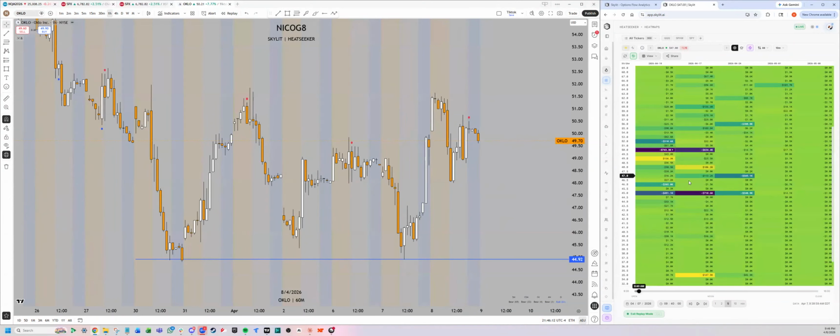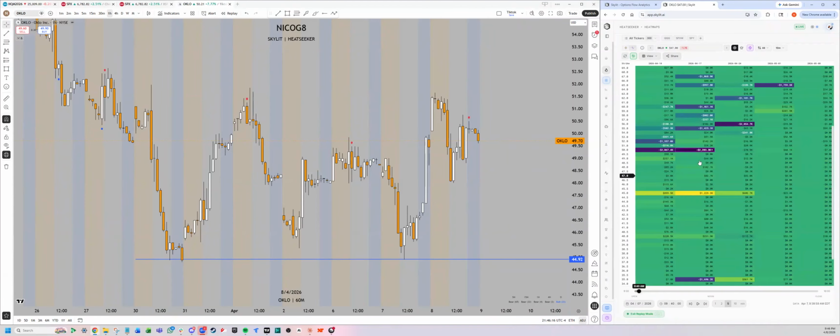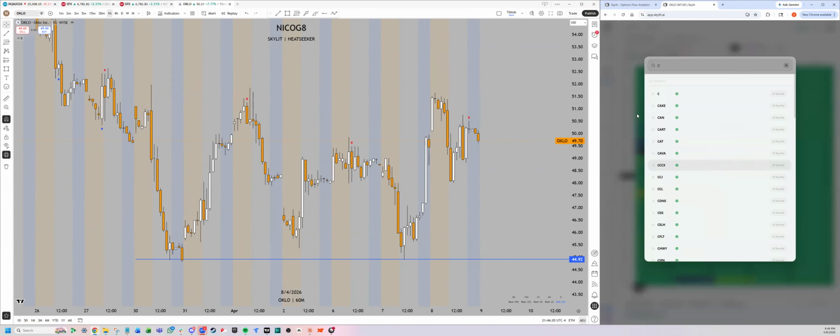So OKLO shows a little bit of a different principle. It does show that we have a lot of GEX-VEX correlation. So if you're looking at this 45 and 50 level, right, we have, oh shoot.